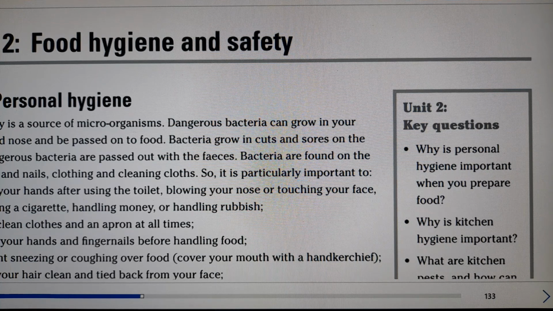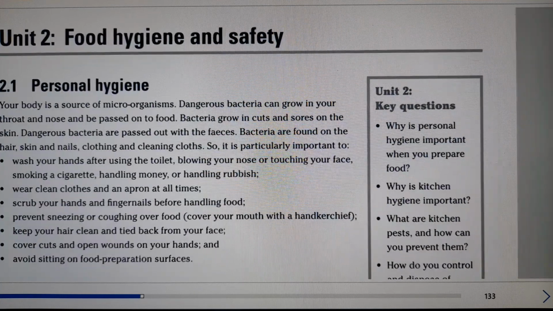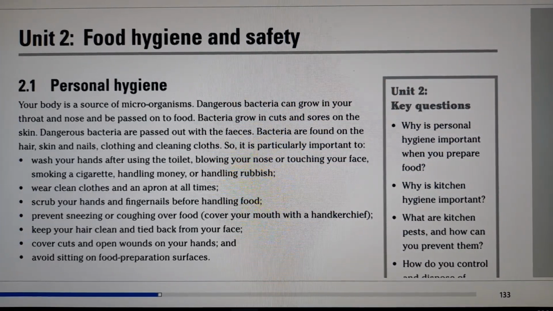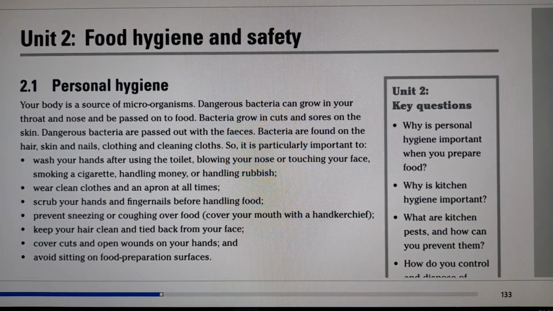So now we're going to look at unit number 2, because we've only covered unit number 1 on food safety. Now we are looking at unit number 2. Okay, let's leave unit number 2 for the next lesson.